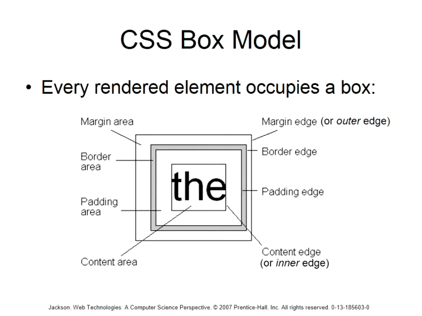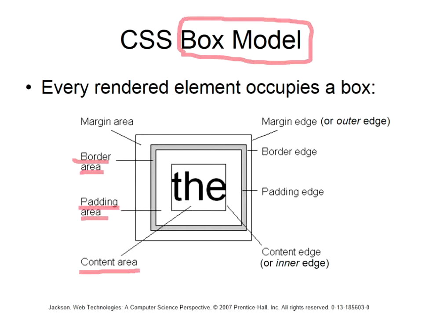Also in CSS we can talk about the box model. So what is the meaning of box model? Every rendered element occupies a box, and after that we can talk about content area, padding area, border area, and margin area, and we can specify the value of the box.